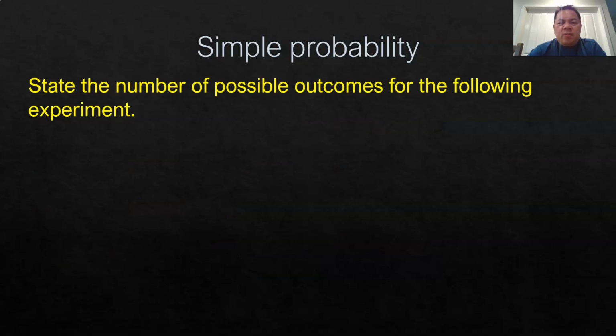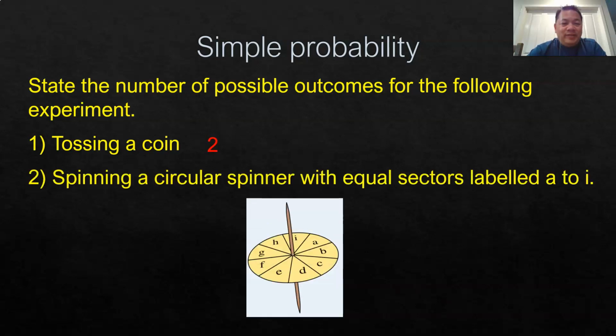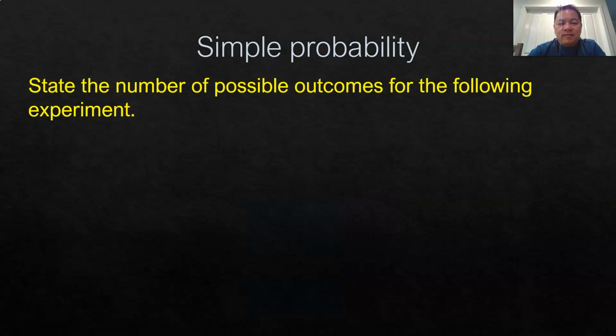So let's state the number of possible outcomes for the following event or experiment. Tossing a coin. So the number of possible outcomes will be 2. Am I right? Next, what about spinning a circular spinner with equal sectors labeled A to I? So how many possible outcomes do you have? Let's do a quick count. That's right, 9 possible outcomes when you spin this circular spinner with equal sectors.